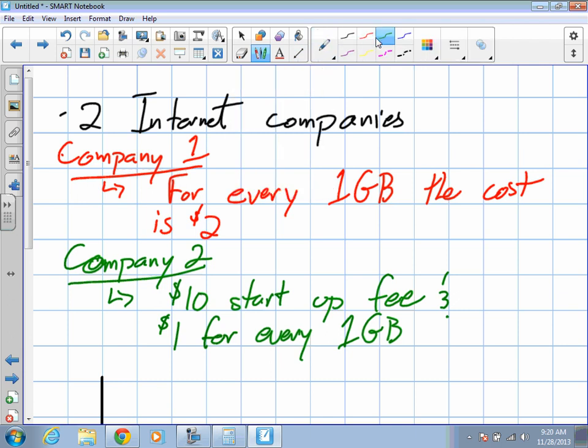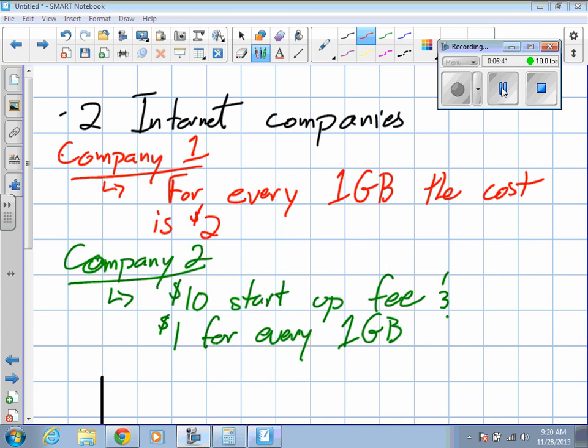The dollars is the independent, so the amount of money I spend depends on how much data. I think it might be the other way around, because they're going to charge me depending on how much data I use. So, depending on how much data we use, let's argue about it.